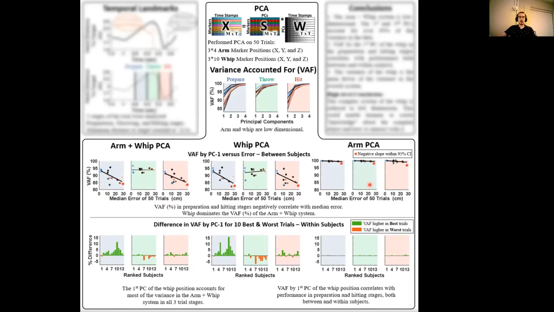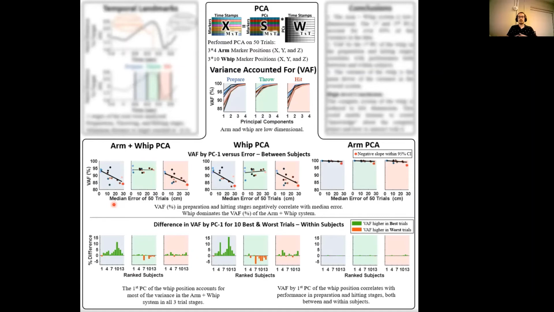And looking at just the arm markers, we can see that the variance accounted for in all participants is very high, regardless of their error. And so it's the variance accounted for, or the dimensionality of the whip, that contributes to the relationship that is present here. And so we've shown that across subjects, higher variance accounted for resulted in better performance.